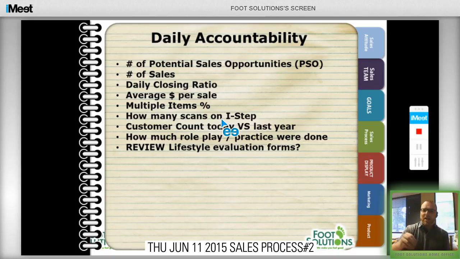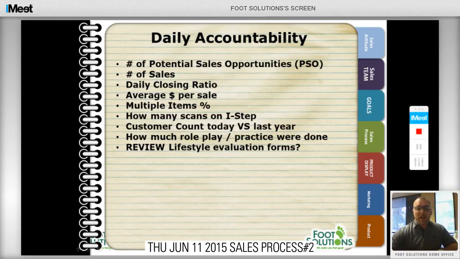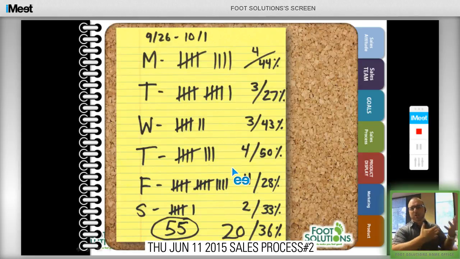We could look at how many customers we had today versus last year. I want you to have accountability for yourself to say how much role-playing and practice were done on a daily basis. And you're going to do this by reviewing those lifestyle evaluation forms, the new forms that we released. You should have something like this. Every person who's greeting a customer should have a clipboard in their hand. They should have their own clipboard. You could come up with an official form. I'll come up with something so it makes it even easier.